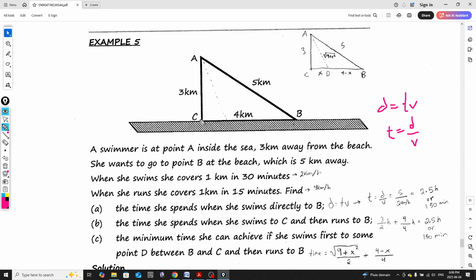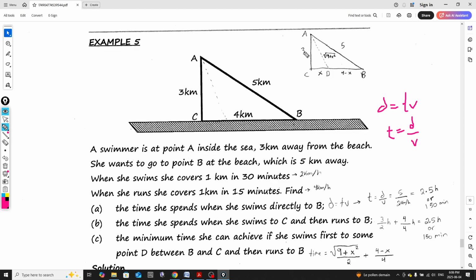There is a point between C and B where she could aim for that would make it so that she could minimize the time it takes her to get from point A to point B. So the minimum time she can achieve is if she swims first to some point D between C and B and then runs the rest of the way. So that's what I drew over here.